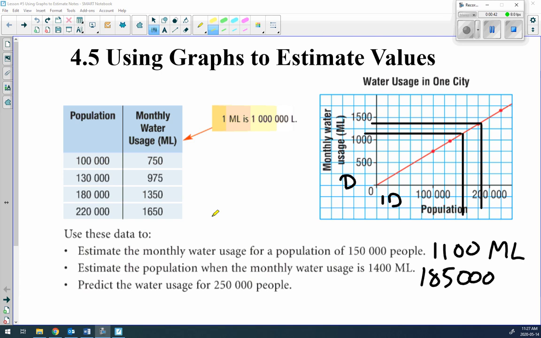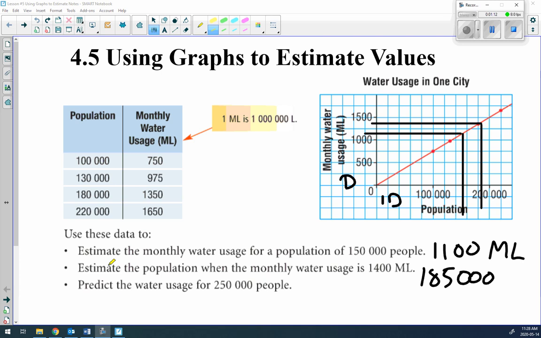So let's produce some predictions. Estimate the monthly water usage for a population of 150,000 people. So 150,000 people would be halfway between 100,000 and 200,000. Then we just do a vertical line straight up until we hit the line. Bang, we come across, and you estimate as best you can, about 1,100 mLs. And again, your answers could vary, right? You could have like 1050 to maybe 1200. There's a range of values here for this one.